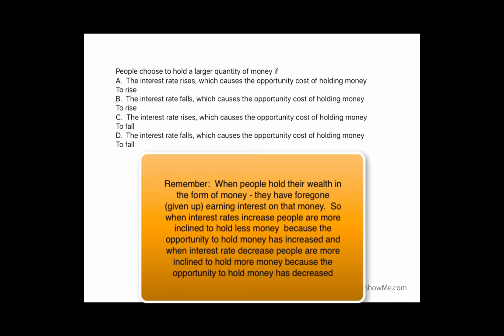So people choose to hold a larger quantity of money if... So this is essentially, people decrease their savings if... So what is the relationship between interest rate and savings? If the interest rate's high, you want to save because you're getting a good return on that investment. So if the interest rate is high or goes up, people will hold less money. So we know that the answer is not going to be A or C. So if the interest rate falls, that decreases the opportunity cost of holding money, because when you're holding money, you're foregoing the interest payments that you would get. So the correct answer here is D.